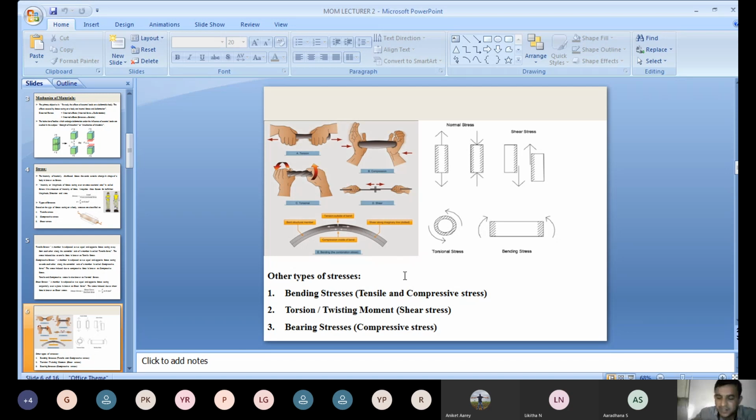Now this one I did not discuss in the previous classes. See that. Consider this as one body. Now it is subjected to a transverse load or a moment.